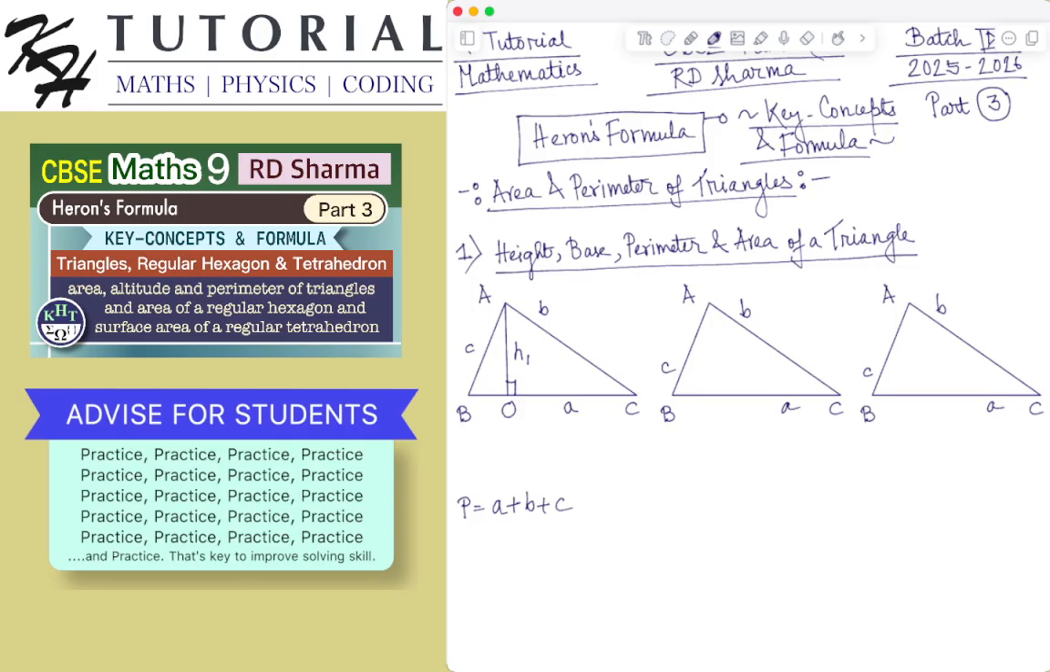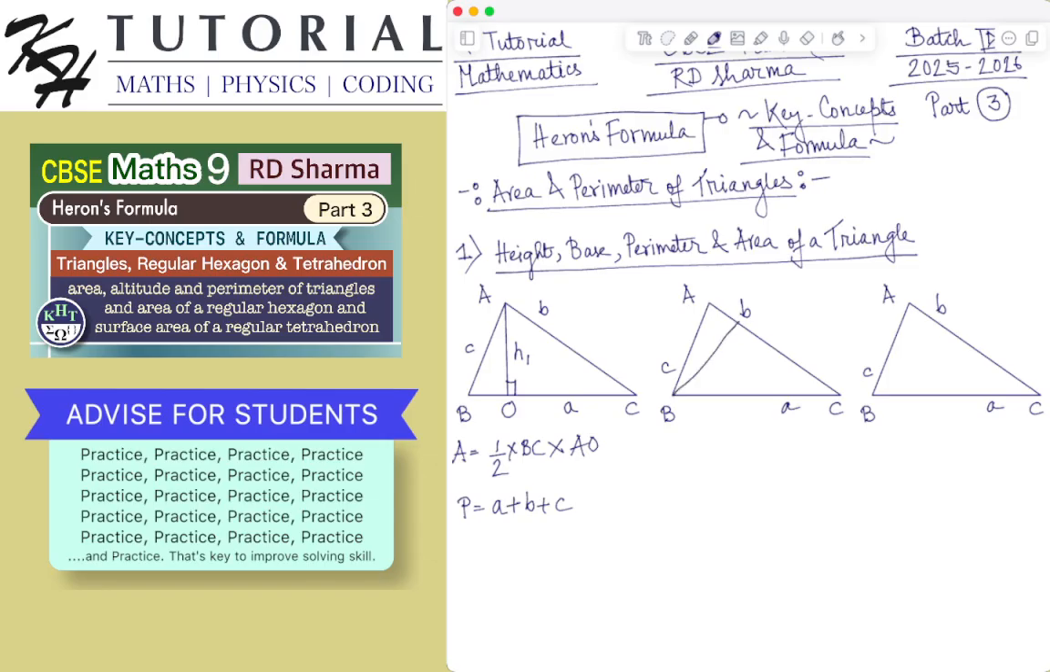So what will be the area considering BC as the base and AO as the altitude? The area will be half into BC into AO, where AO is H1, the length of the perpendicular AO on the side BC. Again, consider in the second triangle I am considering AC to be the base. Then the corresponding altitude will be the perpendicular drawn from the opposite vertex B on the side AC.